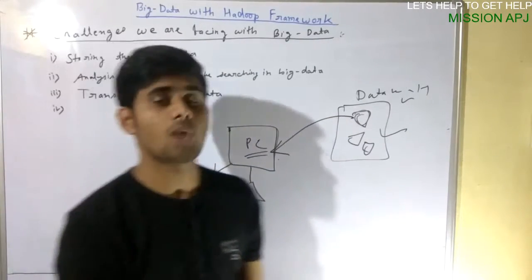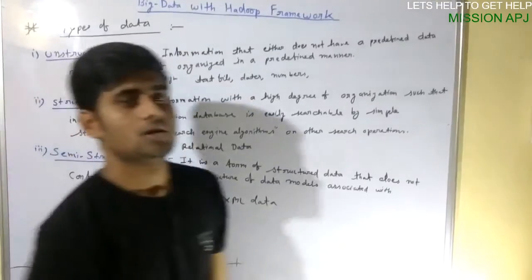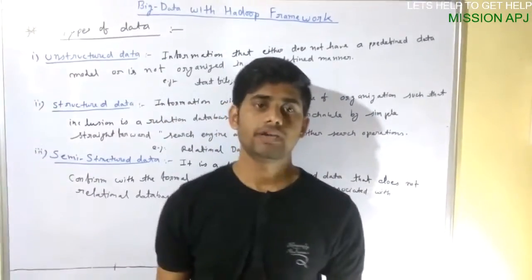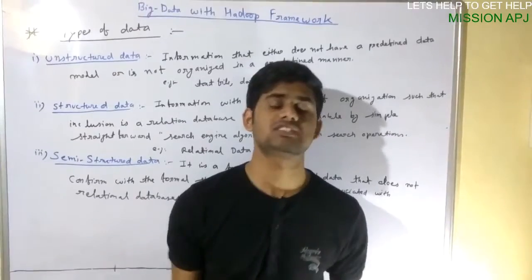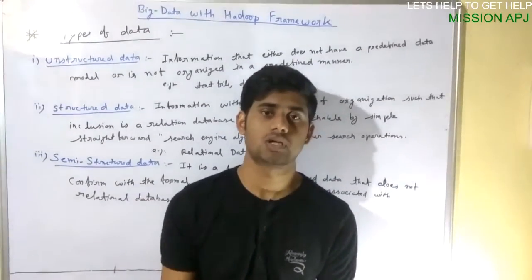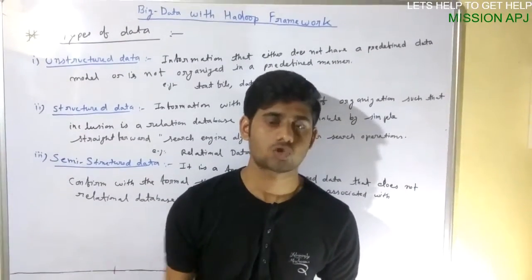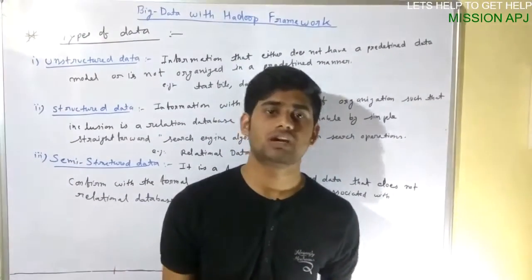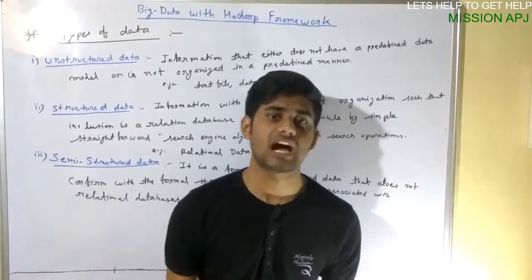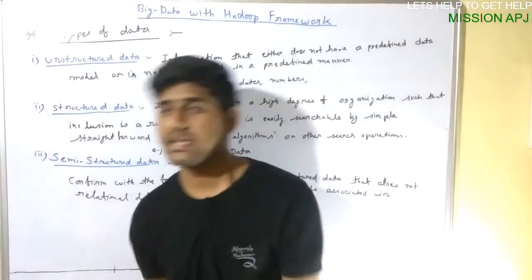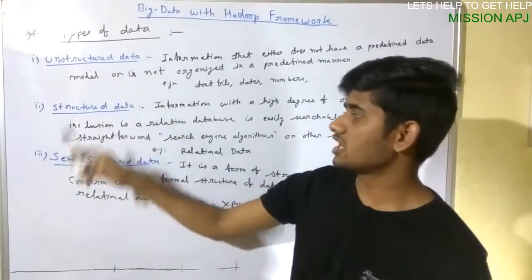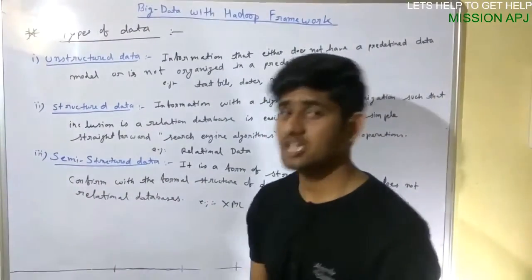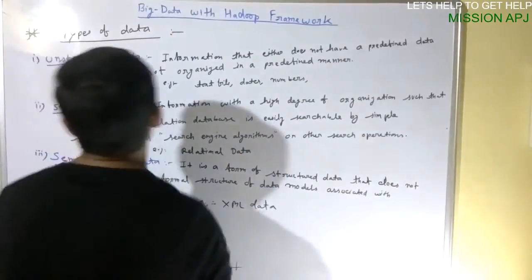Fine. So these are the problems we are facing with big data. Now, what is data? Information which can be stored is your data. So stored information is data. Now the huge amount of data we are generating is categorized in three forms: unstructured data, structured data, and semi-structured data. Let us understand each one by one.